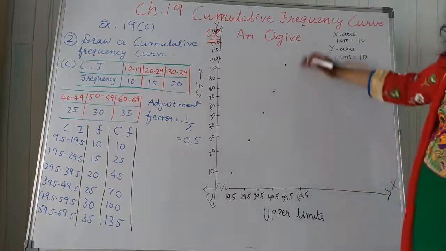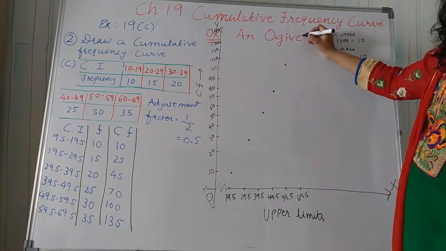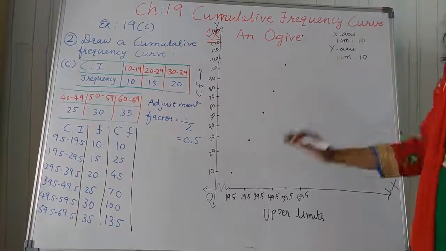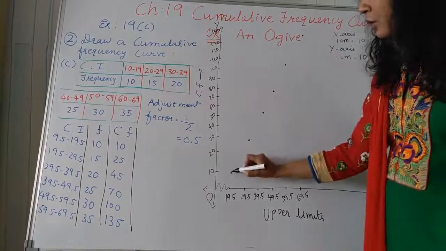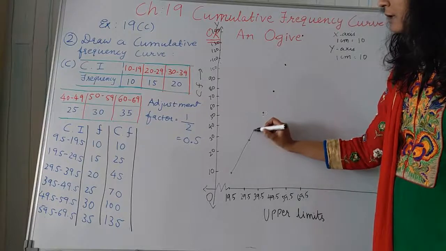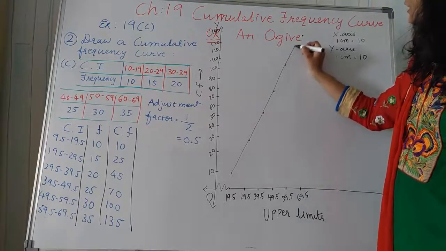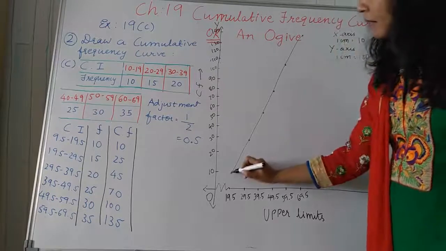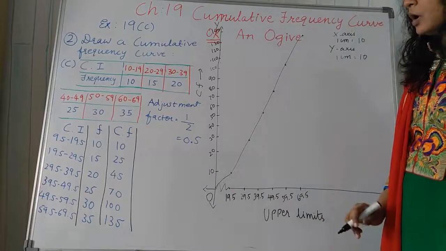69.5 is 135. It lies between 130 and 140. So these are the points marked. Now only with the help of your hand and pencil you have to join these dots like in a free hand curve. So students, this way you can join it. And this line you have to join here with 0 always.